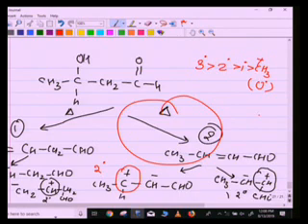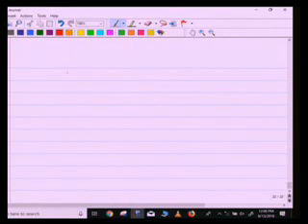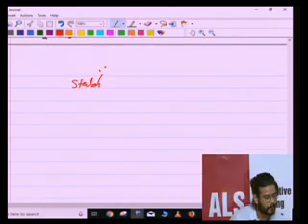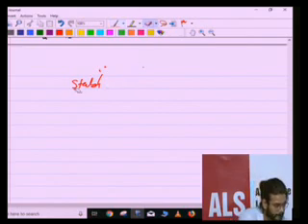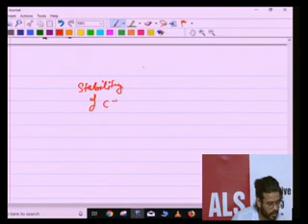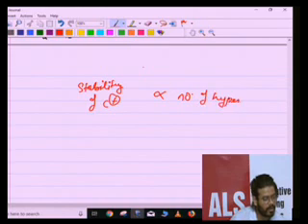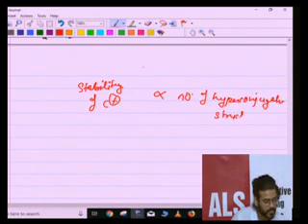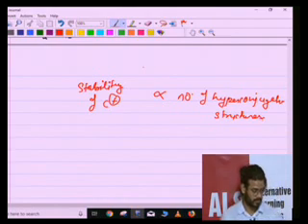So the stability of carbocation, C plus, is directly proportional to the number of hyperconjugating structures. Okay, so let's move to the next one.